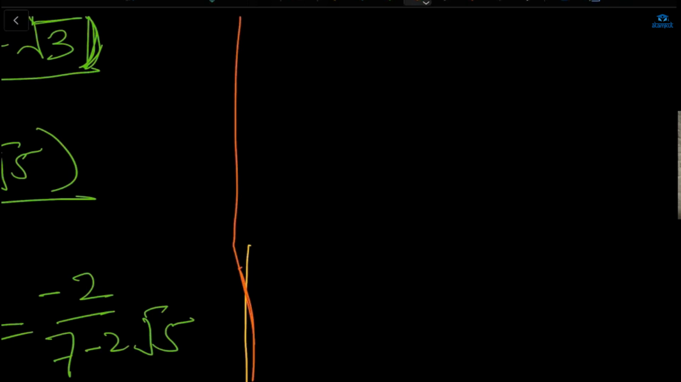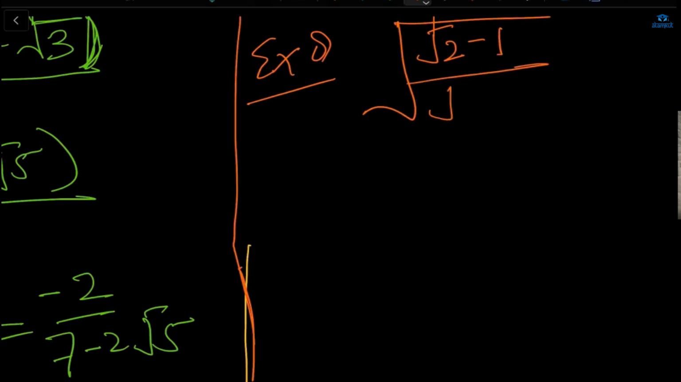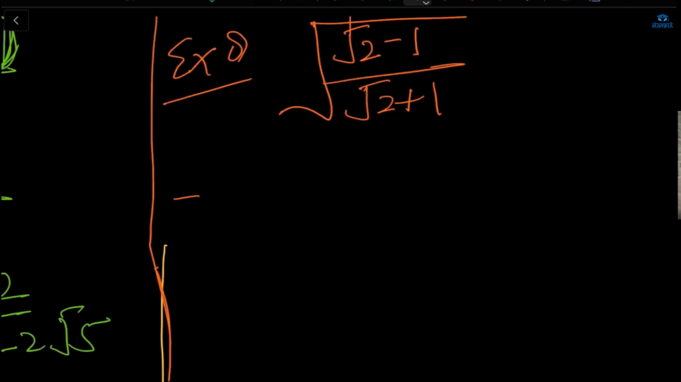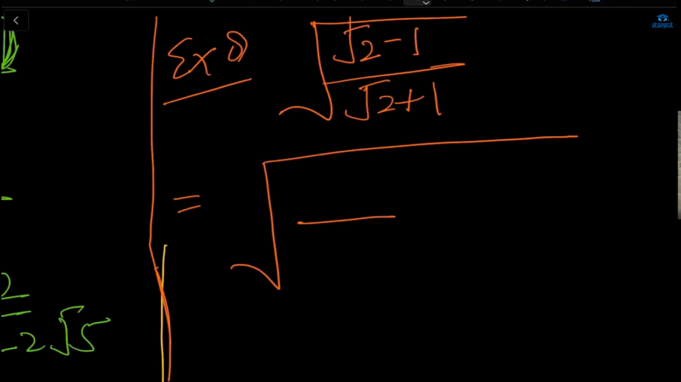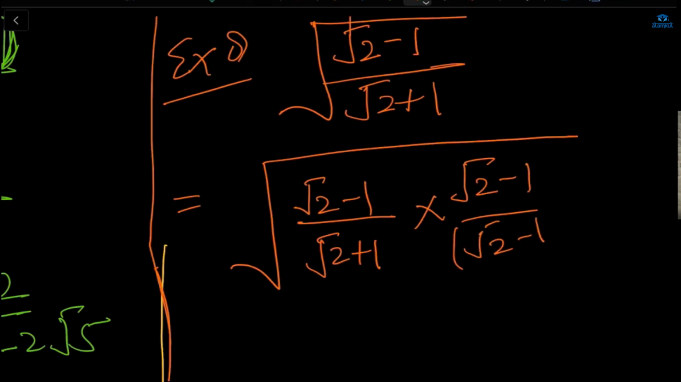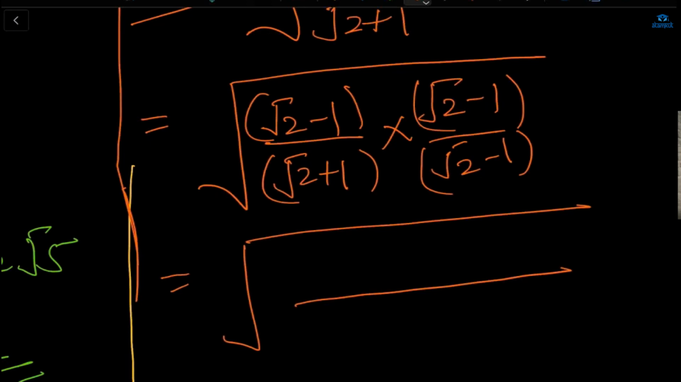Okay. Example 8. You have to solve root 2 minus 1 by root 2 plus 1. Am I right? Now, if you are going to simplify this by rationalizing, then this whole root will always be there. Inside this root of root 2 minus 1 by root 2 plus 1, you will multiply with root 2 minus 1, which is the conjugate value for root 2 plus 1. In the denominator, a plus b times a minus b is a squared minus b squared, so that is 2 minus 1. In the numerator, both sides are a minus b, so it will be root 2 minus 1 whole squared.